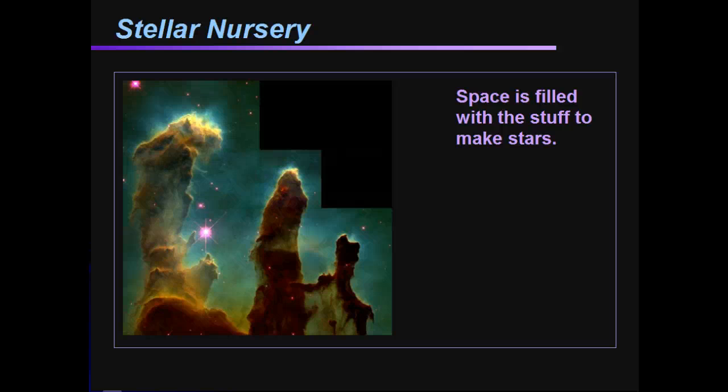Now, whenever you see the word stellar, you know that we're talking about the word star. So when we talk about a stellar nursery, we're talking about where stars are born. And stars are born in places called nebulae.